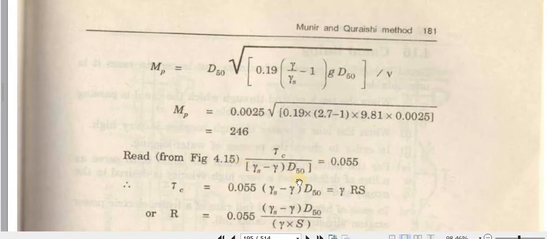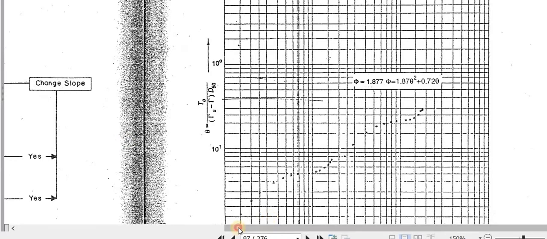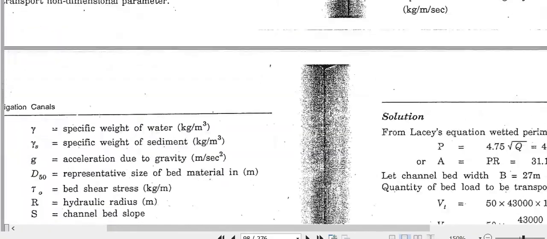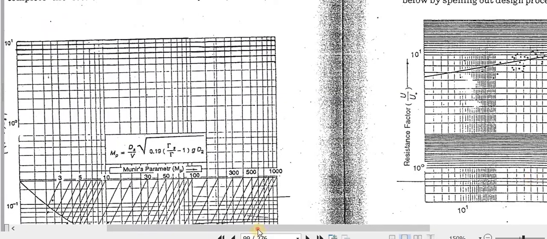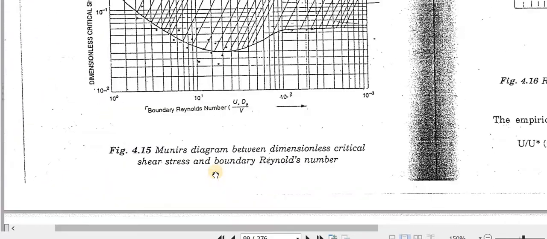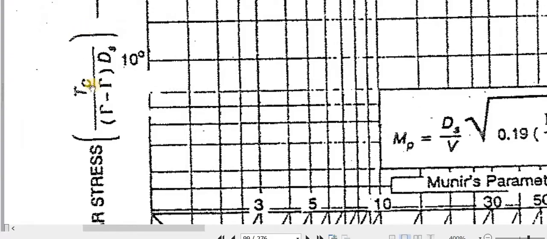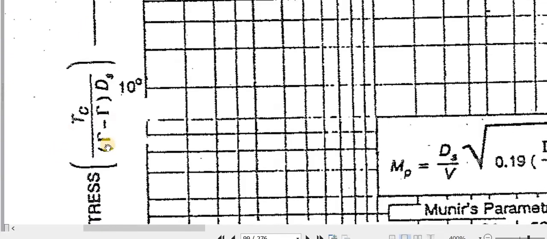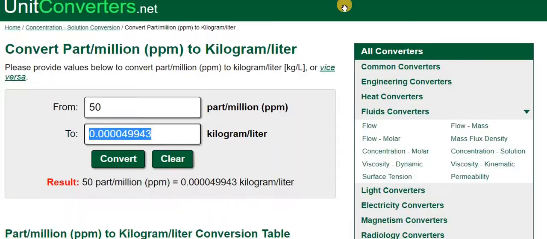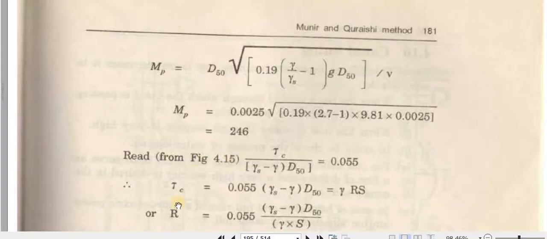From figure 4.15 you have to calculate this factor. This is called dimensionless shear stress. So we have to go to the other criteria. This is figure 4.15. On the y-axis we have dimensionless critical shear stress, that is equal to this one: critical shear stress over gamma S minus gamma into D50.